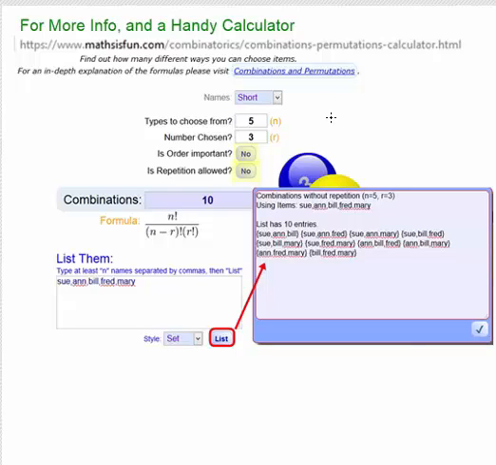And it not only finds my answer of 10, but it allows me to list all the possibilities here. And I used for my 5 possible names Sue, Ann, Bill, Fred, and Mary, and it listed all 10 different combinations of them. And you can see that they're all different, and it accounts for the fact that order is not important. So this is a real nice calculator to use, checking your answers as you do homework and just getting a better understanding. It also has some links to more information on combinations and permutations.